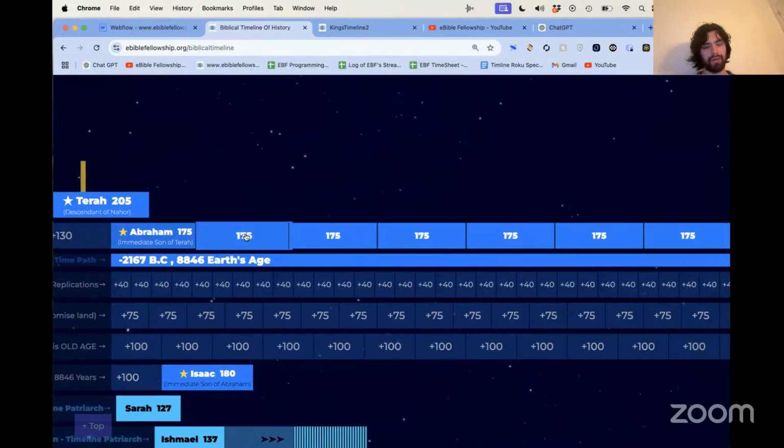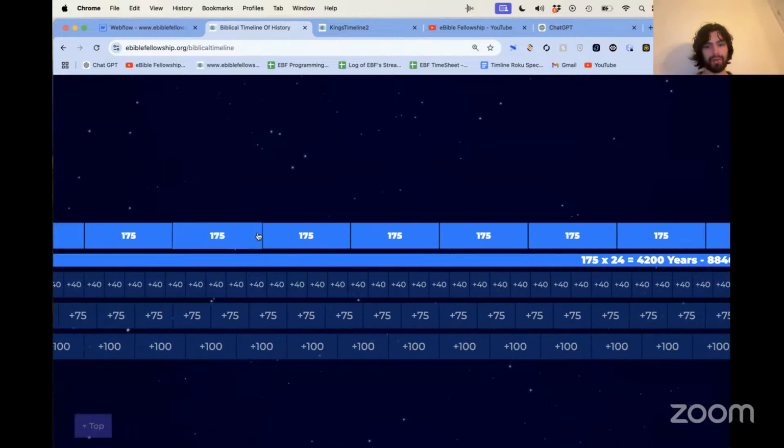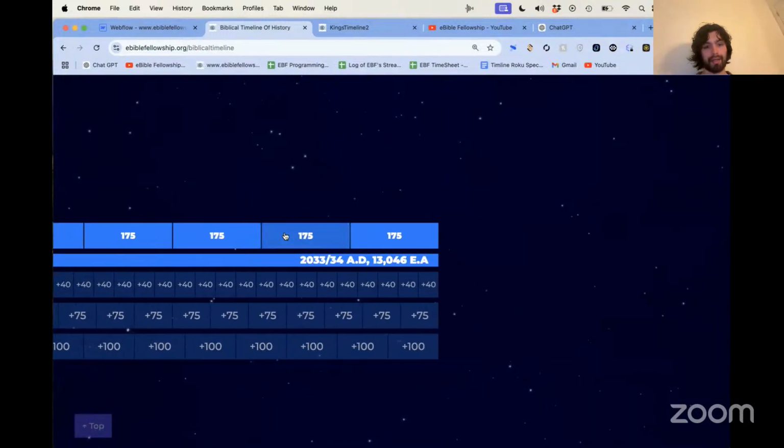We find if you do that 23 times, so if you don't count this first one and you count this one as the first one, if you do that 23 times, you land exactly on 2033/2034. Again, you have to count inclusive if you want to get to 2033. So what that equals is 4,200 years.